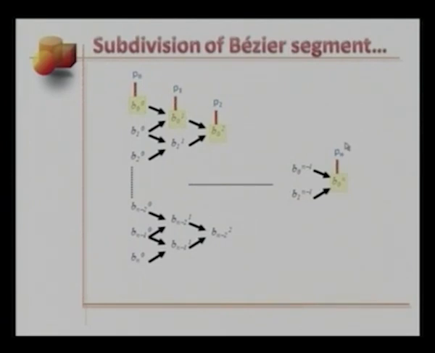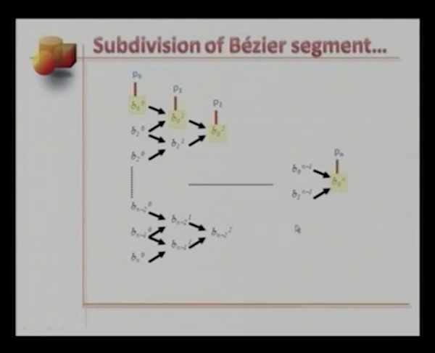What have we observed? Without going through painstaking algebra, we can geometrically identify what the new control points P sub 0, P sub 1, P sub 2 up to P sub n are for the first subdivided Bezier segment. And they correspond to the top edge of this triangle.